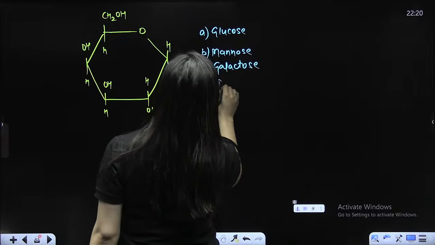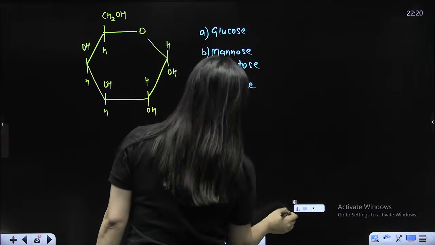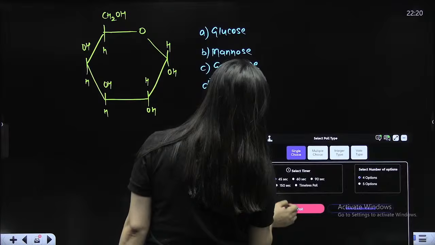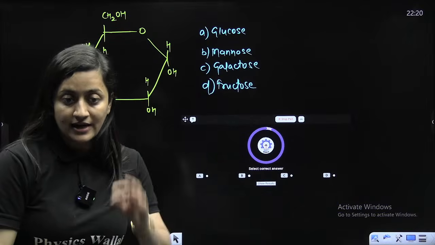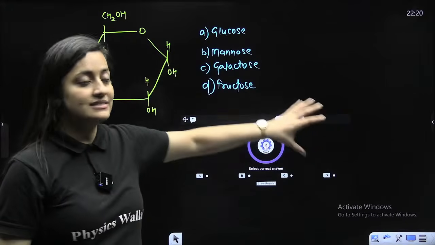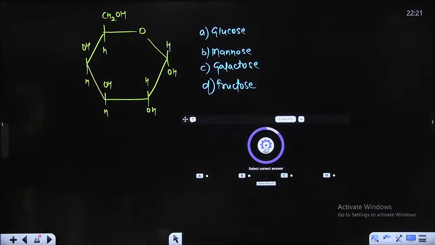D is fructose. Now please tell me what this structure is. I'll give you 45 seconds. If you are directly joining from YouTube, you can download the app and answer this particular question. So quick, bacha. Which structure is it?